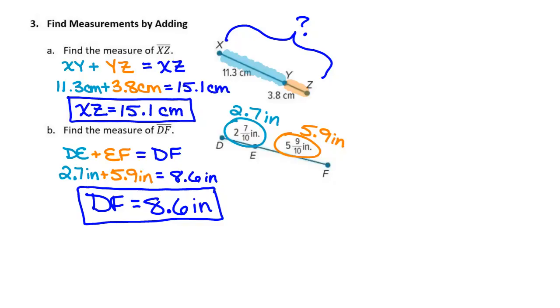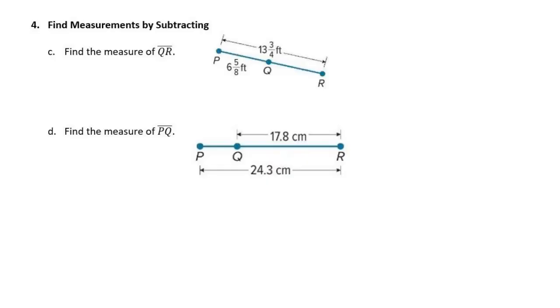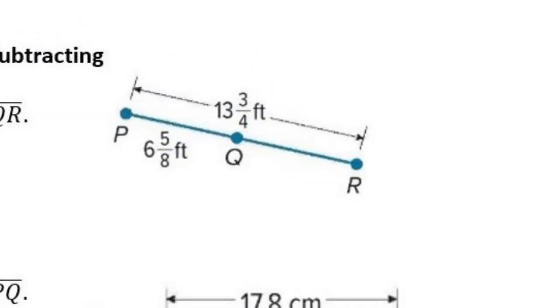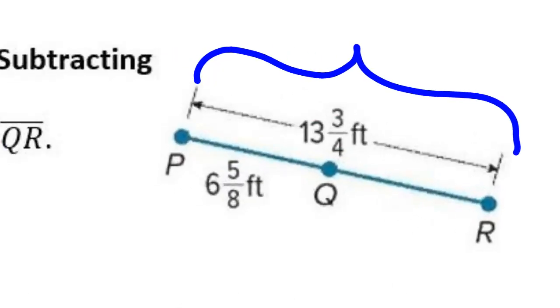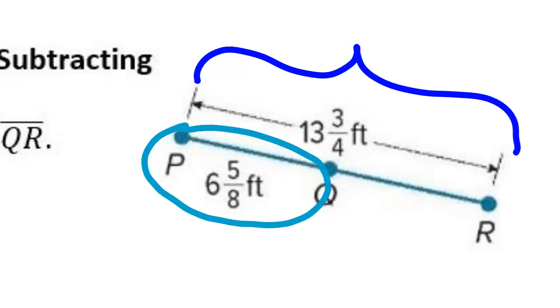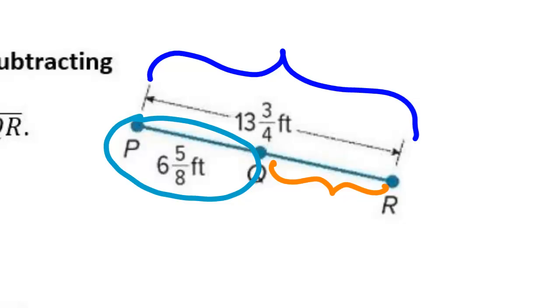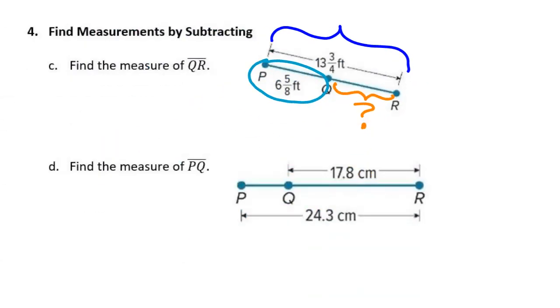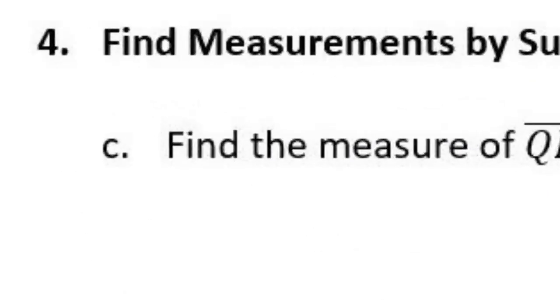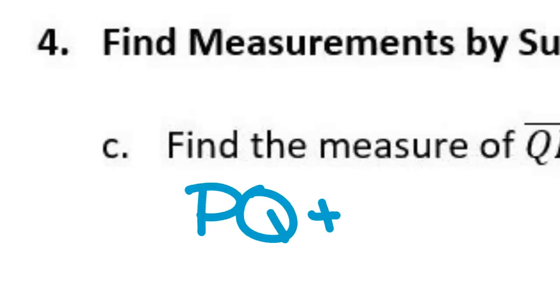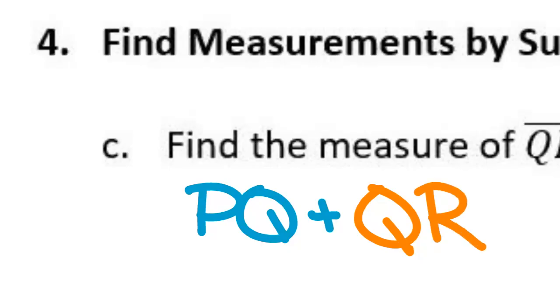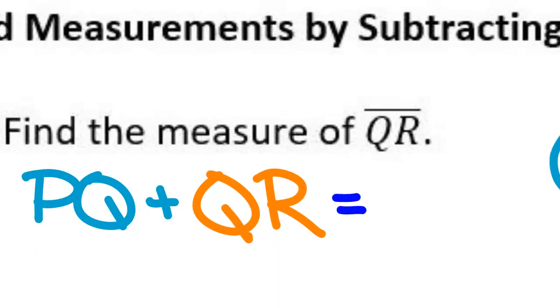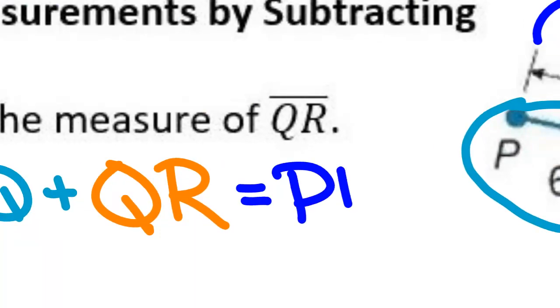Let's look at the next problem where I'm actually going to ask you to do that. This time, I know how big the long segment is. And I know how big one of the small segments is. I want to know how big this other small segment is. So what are the two small segments that we're going to put together for the big one? What are the names of the two small segments? PQ and QR. So PQ plus QR equals, what's the name of the big segment? PR.